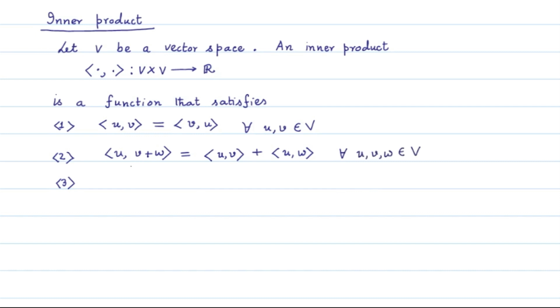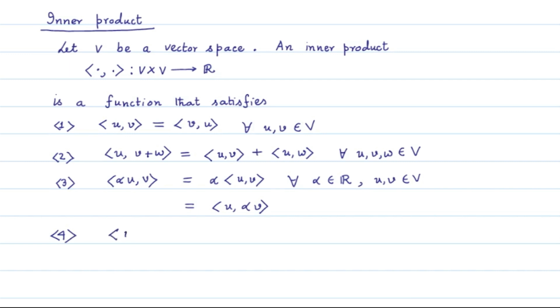The third property is that for any given scalar alpha, u inner product with v is equal to alpha times the inner product of u and v, and also this must be equal to the inner product of u and alpha v. This third condition is called the condition of homogeneity, and the fourth condition is that the inner product of the same vector u and u is a positive quantity for every non-null vector u in the vector space capital V.